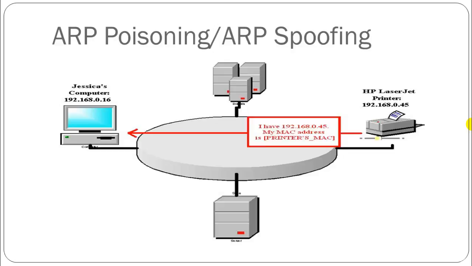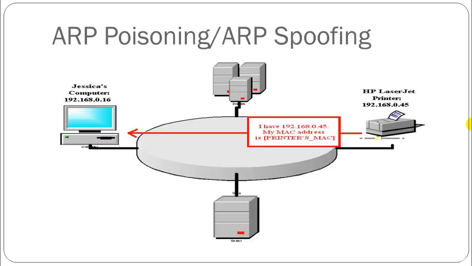ARP poisoning enables local hackers to cause general networking mayhem because it's mostly incurable, and every administrator should be aware of how this works. ARP is basically a form of networking roll call. It is a very simple protocol which consists of merely four basic messages. The first is the ARP request, where computer A asks the network who has this IP address, and then the ARP reply, as you can see in the diagram over here, says this is my MAC address.